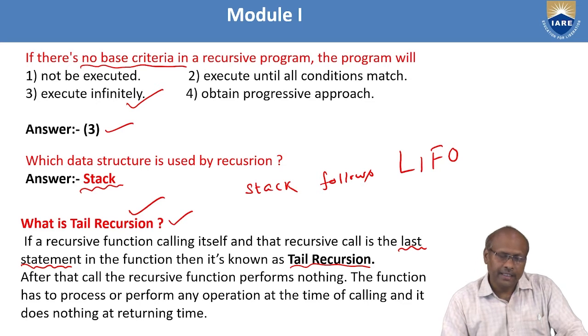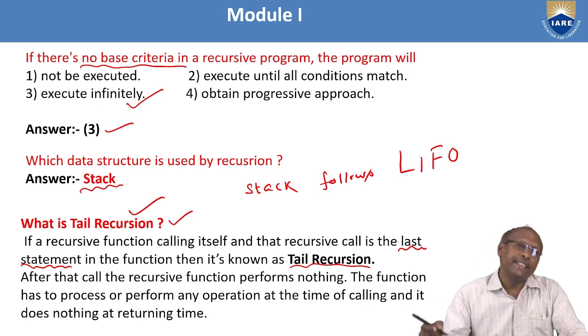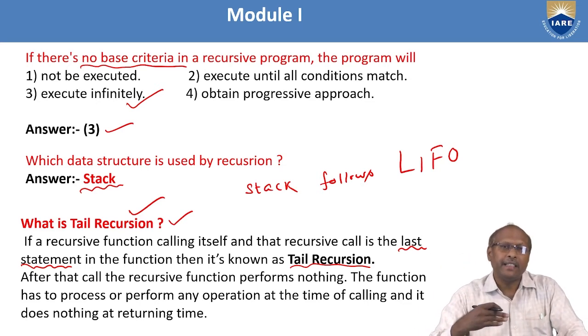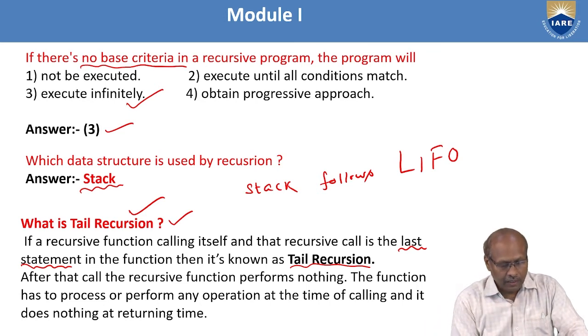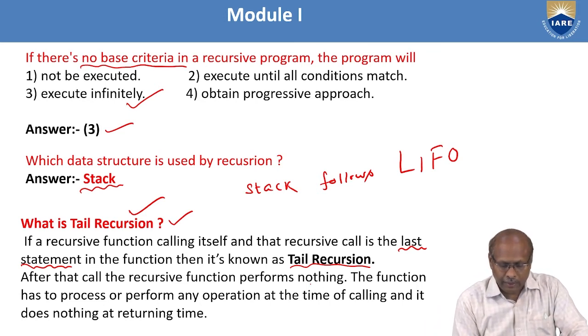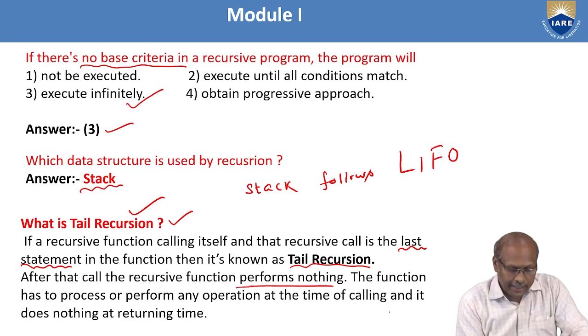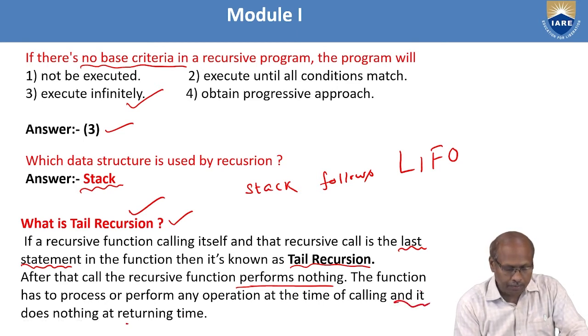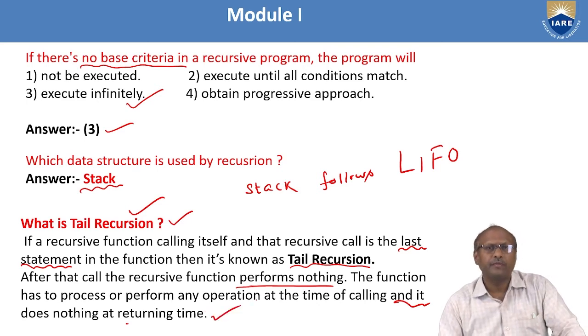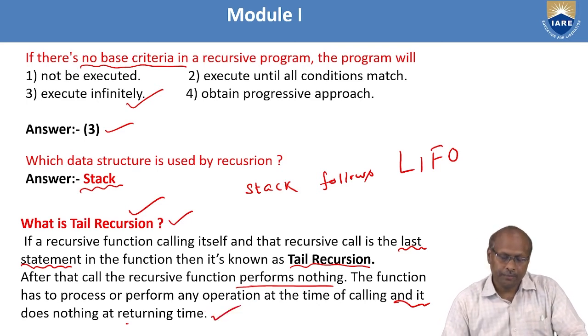Because in the tail recursion, you will not have anything to do when it returns. Everything is done before calling. So after the recursive call, it performs nothing. The function has to perform any operation at the time of calling, and it does nothing at returning time. Underline this word. So when it is returning, it performs nothing. Okay, so this is the way you can answer.